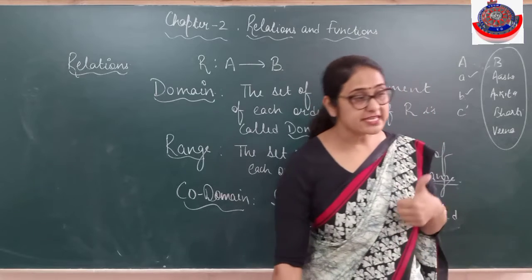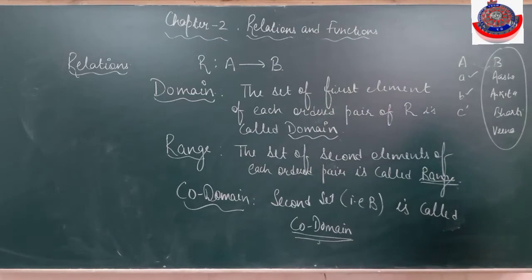The set of first elements is called domain. The set of second elements is called range. The complete second set is called codomain, and range is always taken from codomain.